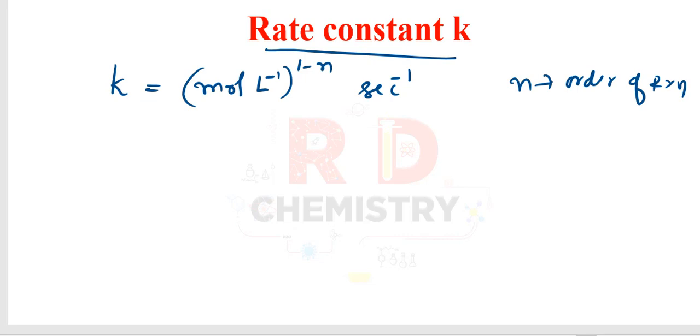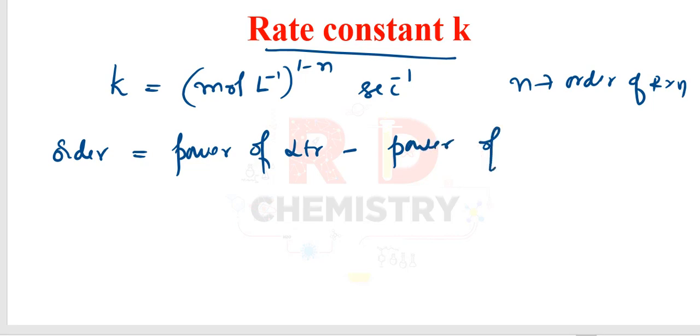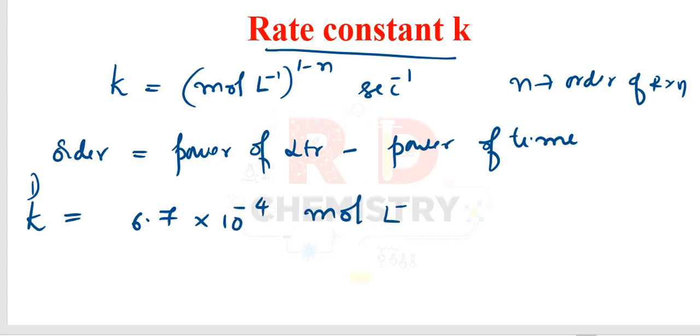If they give the unit in the question, there is one small trick to find out the order. Order is equal to the power of the liter term minus the power of the time. Power of time, okay. Otherwise, you can also try n equal to 0, 1, 2, 3. Fine. So, suppose they give k is equal to say 6.7 into 10 to the power minus 4 in terms of mole liter minus 1 second minus 1.